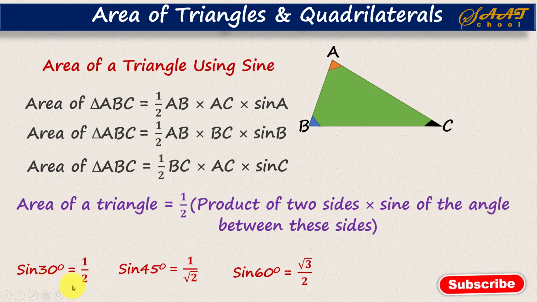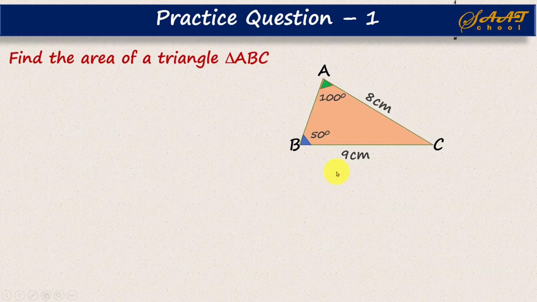So these three angles are very common angles. For sine 30 we have this value, for sine 45 we have this value, and for sine 60 we have this value. Again, the area of a triangle equals half the product of two sides and the sine of the angle between these sides. Now let's try some practice questions.